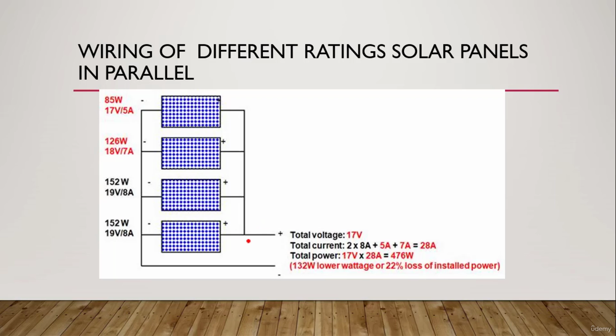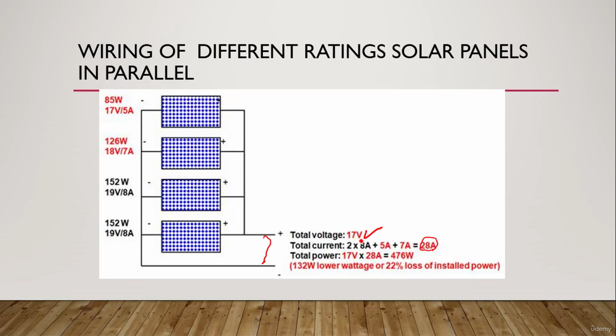The first thing, the voltage is going to be the lowest value. In our case here, it is going to be 17 volt. So the voltage is going to be kept at 17 volt. What will happen for the current is that it is going to be the summation of each current: 8 plus 8 plus 7 plus 5, so we're going to get about 28 ampere.